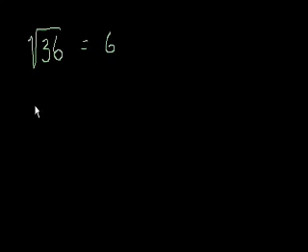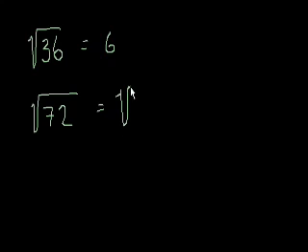Now what if I asked you what the square root of 72 is? Well, we know that 72 is 36 times 2, right? So let's write that. Square root of 72 is the same thing as the square root of 36 times 2, right? We just rewrote 72 as 36 times 2. And the square root, if you remember from level 3 exponents, is the same thing as something to the 1/2 power. So let's write it that way.